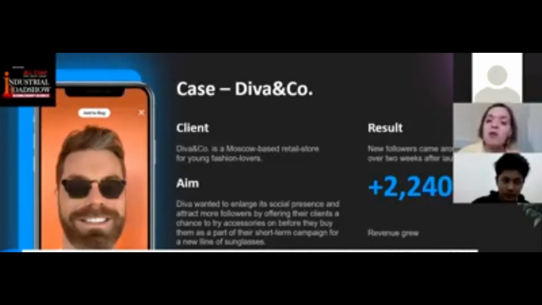And of course, we got revenue growth because some people, after they tried those sunglasses, were willing to go to the website and buy those sunglasses right away because they just saw through their phones how those sunglasses would fit their face, and they were sure about the purchase. Okay?